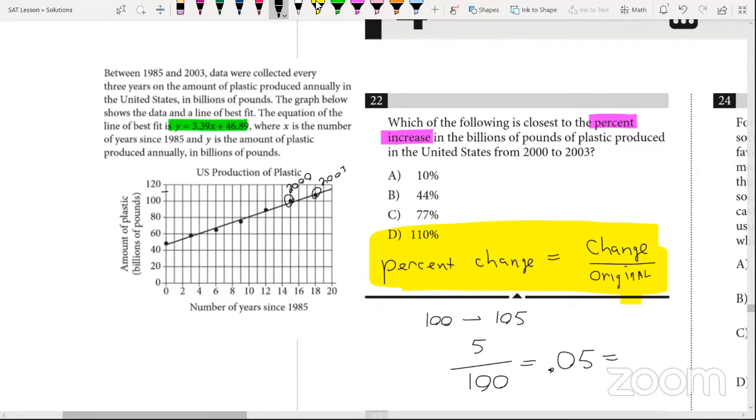And to convert between decimal and percent, you move the decimal 2 spaces to the right. So that's just going to be 5%. So which of the following is closest to the percent change that we got? I got something in the range of 5%. So the one that's closest is 10%. So the answer to number 22 is going to be A.